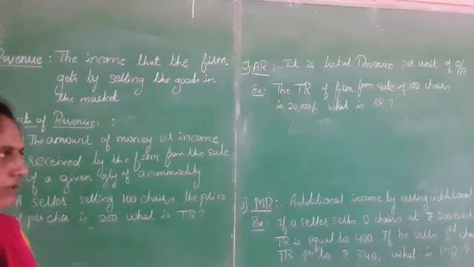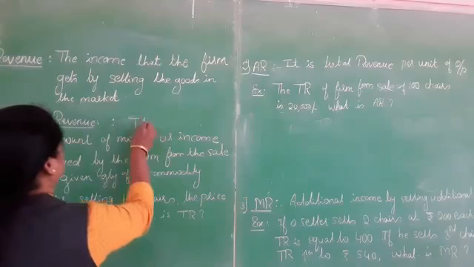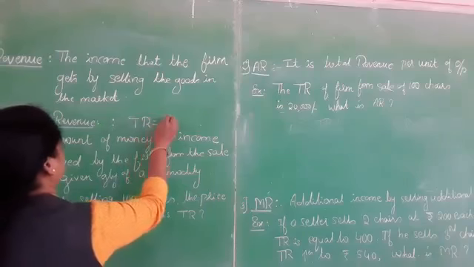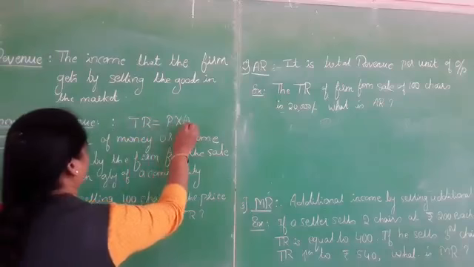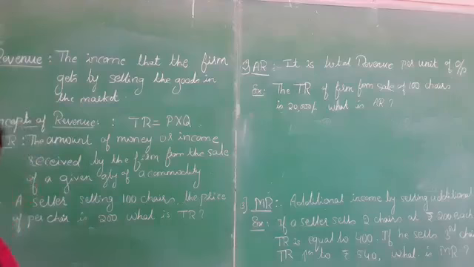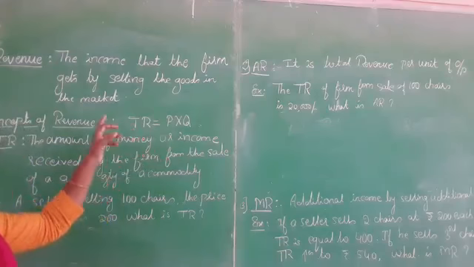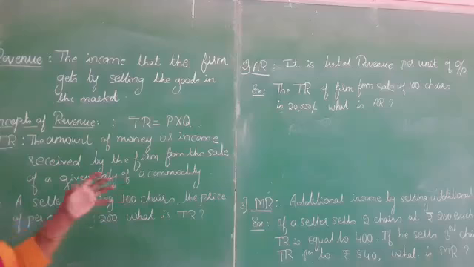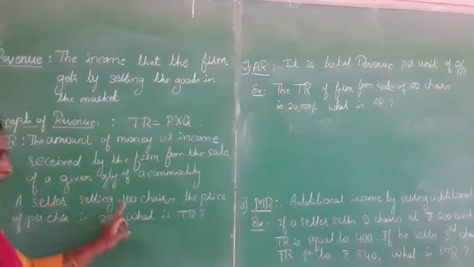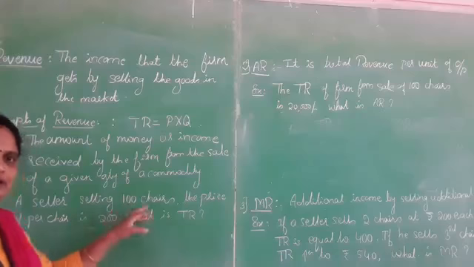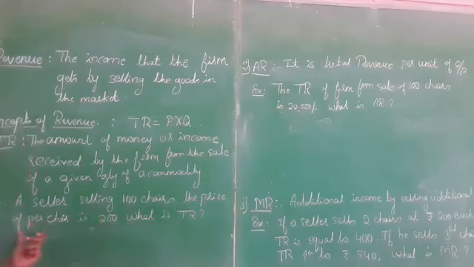How to calculate total revenue? Total revenue can be calculated with the help of the following formula: TR is equal to price into quantity. By applying this formula, we are going to find out the TR. Here I have taken a question. A seller is selling 100 chairs and the price of a single chair is rupees 200. What is the total revenue?